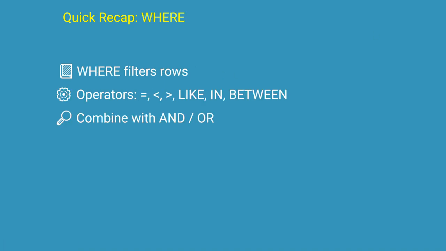The where clause filters rows based on conditions. You can use operators like equals, greater than, like, in, and between, and combine conditions with and or.